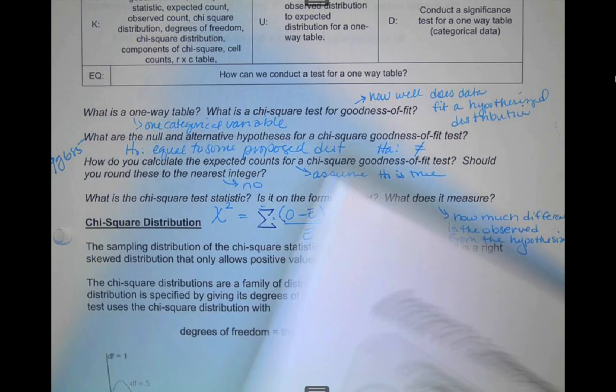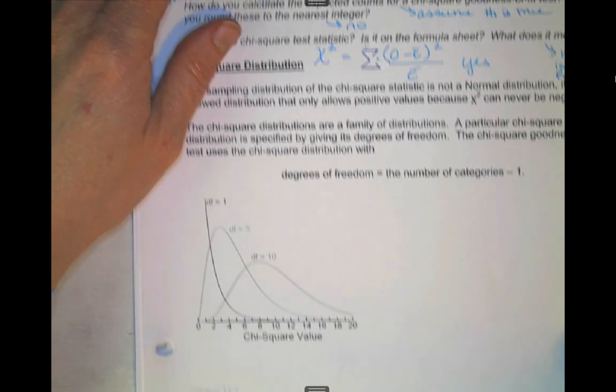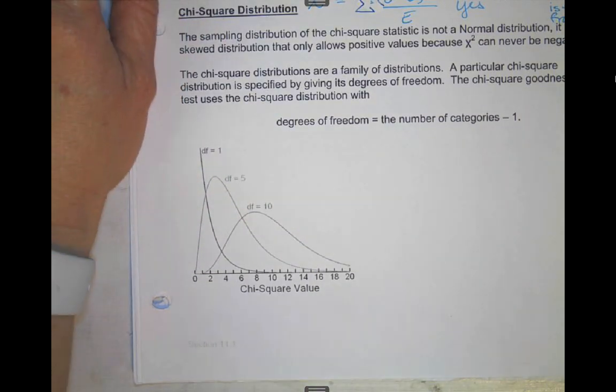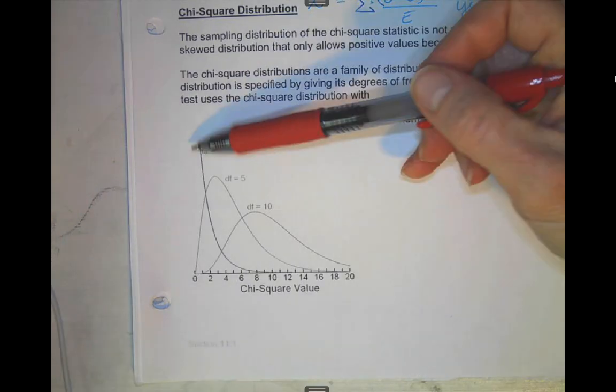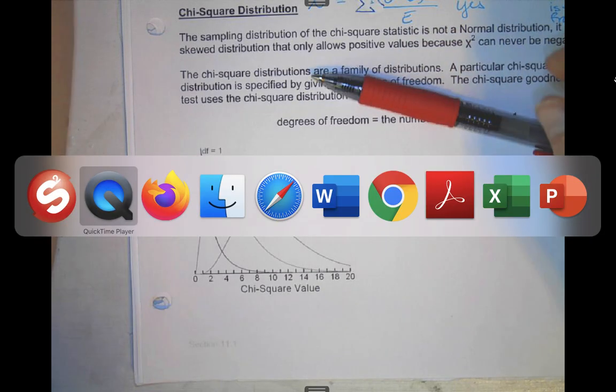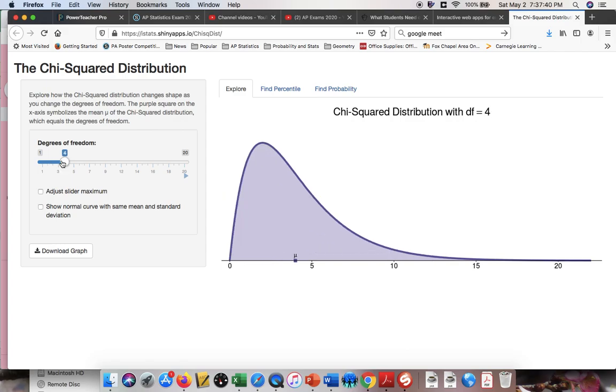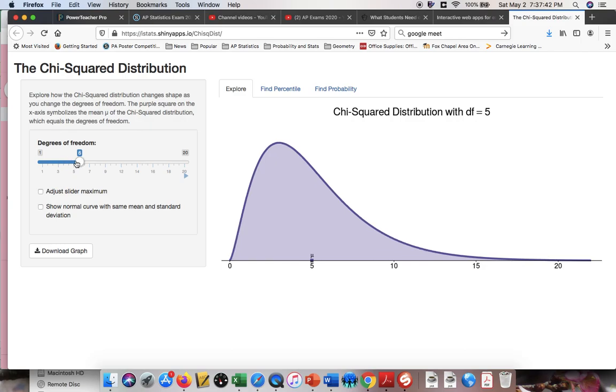So we have to figure out how many categories we have, and then we subtract 1 from that. And here's the picture here. These are some possible shapes your chi-squared distribution could have. When the degrees of freedom are low, well, let me show you this other app here. If the degrees of freedom are low, it's very right skewed, looks somewhat exponential. As I increase the degrees of freedom, it's still right skewed, but you can see it's starting to smooth out a little bit.